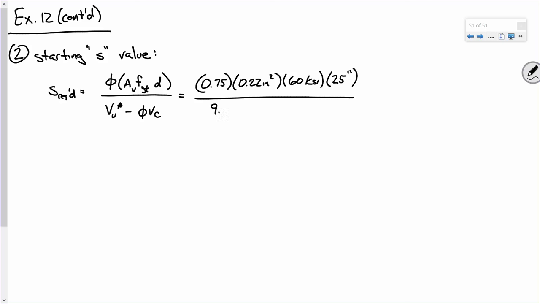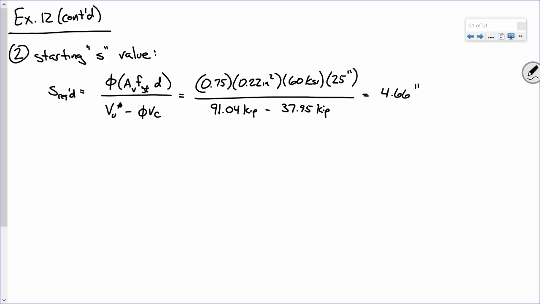So 91.04 minus, I put inches, minus phi V_c, which is what, 37.95? So that equals what? About 4.66 inches, everybody got that? Okay, so right there at the beginning, I theoretically need a stirrup spacing of 4.66 inches.